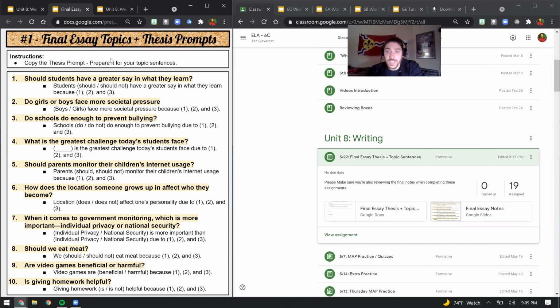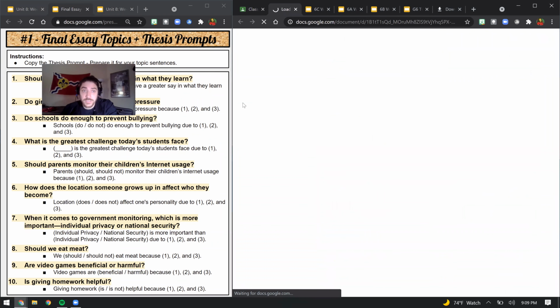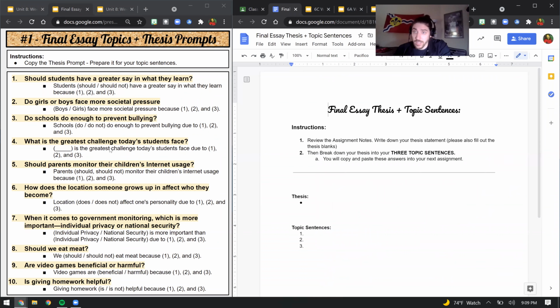So they look like this over here on the left. Here are 10 choices that you can use for your final essay. I've given you 10 choices in the highlighter yellow, and I've given you a thesis prompt to help you break it down, okay? So in this first assignment, let me click it so we can walk through this. Review the assignment notes on my left. Write down your thesis statement.